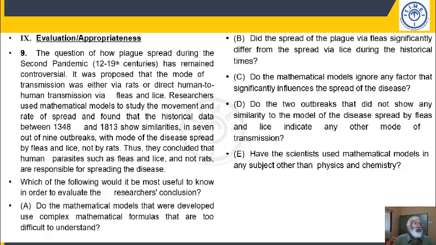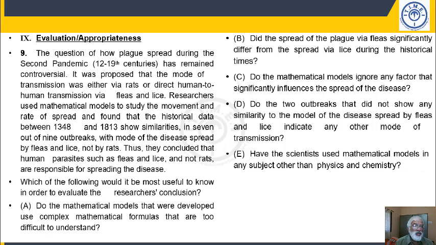But if you talk about human to human transmission, you're really saying that humans were the carriers. So, how did the human who was the first carrier get the disease? The fleas and lice are only the connection between humans. But what about how did they get the disease? So, which of the following would it be most useful to know in order to evaluate the researcher's conclusion? What would be most significant to know is something about how the humans first got the disease, which they were then able to spread.